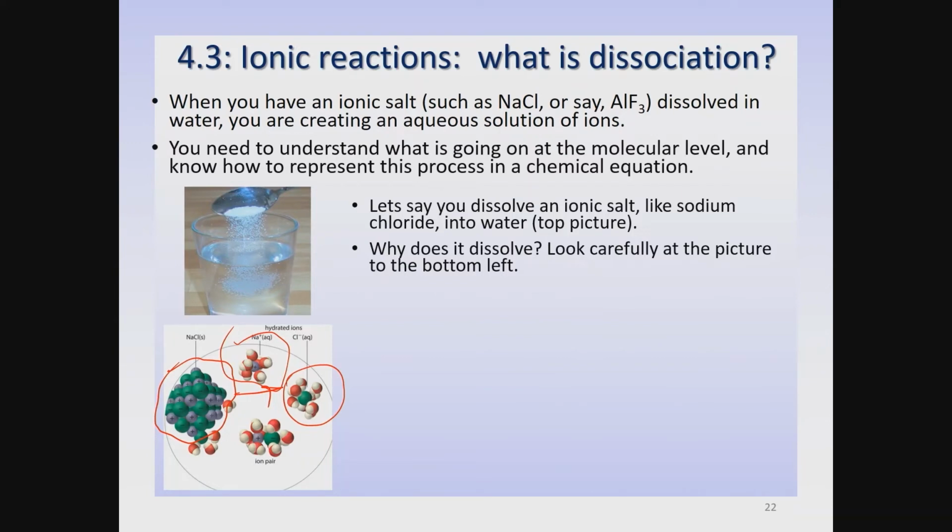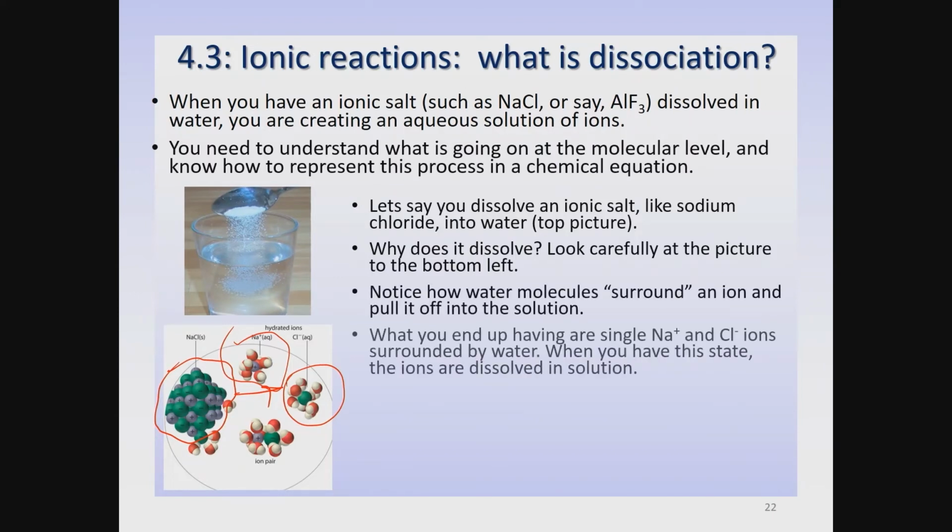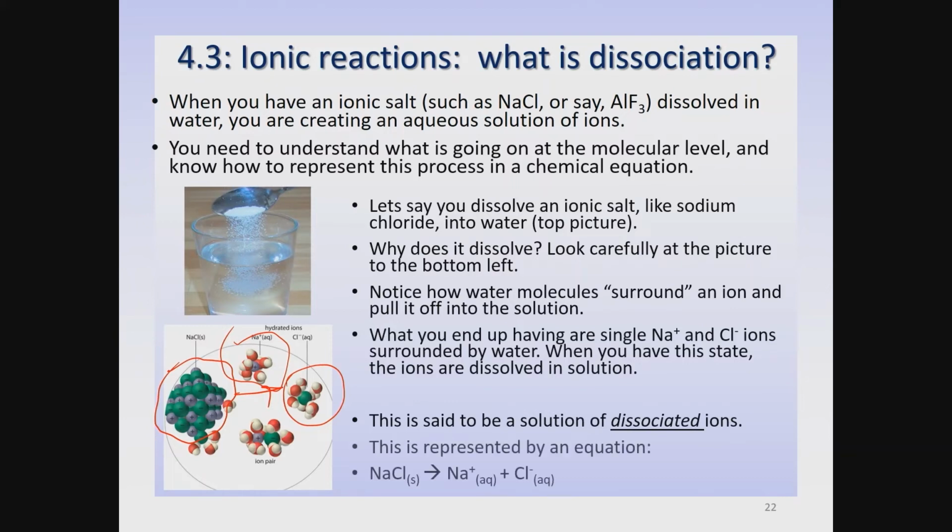This will happen over and over to all those ions in the crystal until all of the positive and negative ions that were jumbled up in the crystal have been pulled off, and they're all surrounded by water molecules. When that happens, it's said that the sodium chloride is fully dissolved. This process is called dissociation. I've got some notes on it here. One thing to note is that when the ions are completely off into solution, surrounded by water, you would say they're dissociated ions.